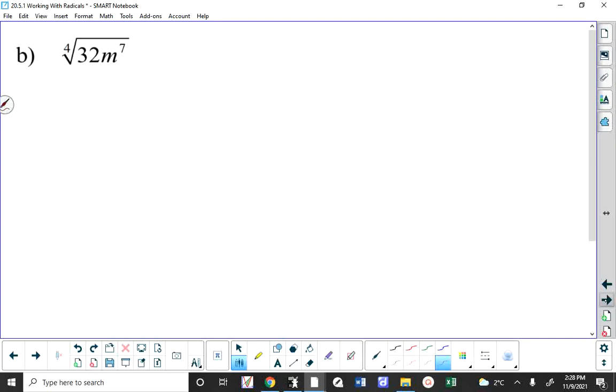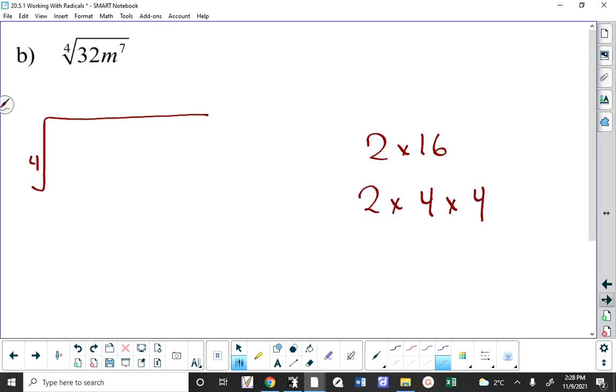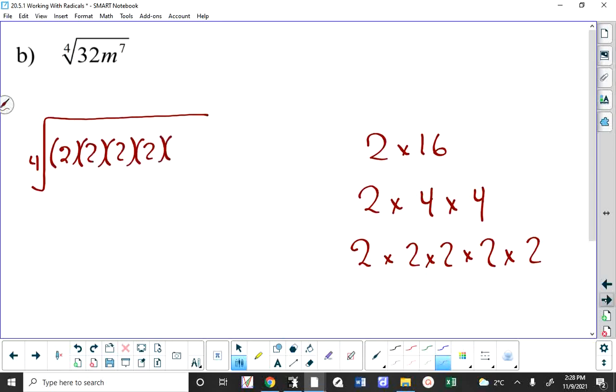So what we want to do is rewrite this. Now, I happen to know 32 is 2 times 2 times 2 times 2 times 2. I happen to know that. Because 32 is 2 times 16. 16 is 4 times 4. Each of these 4's is 2 times 2. So we can write 2 times 2 times 2 times 2 times 2.